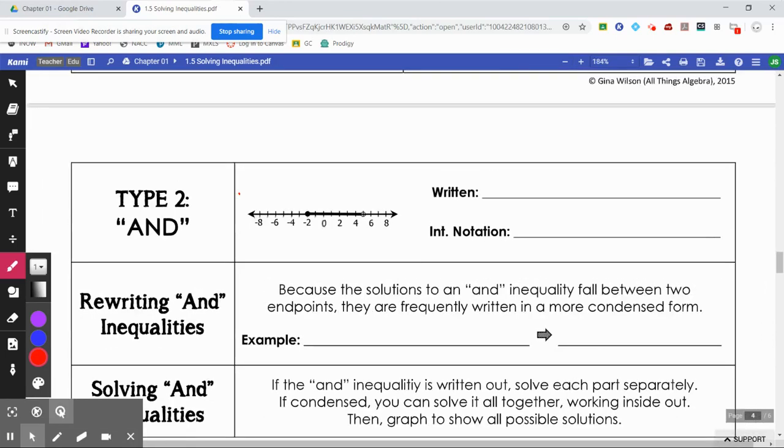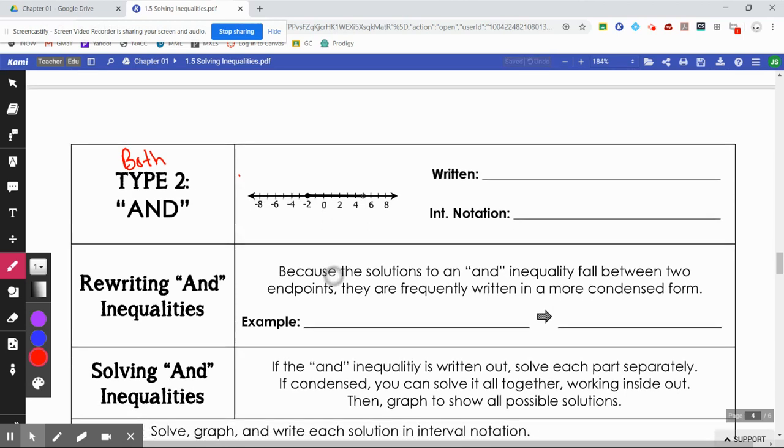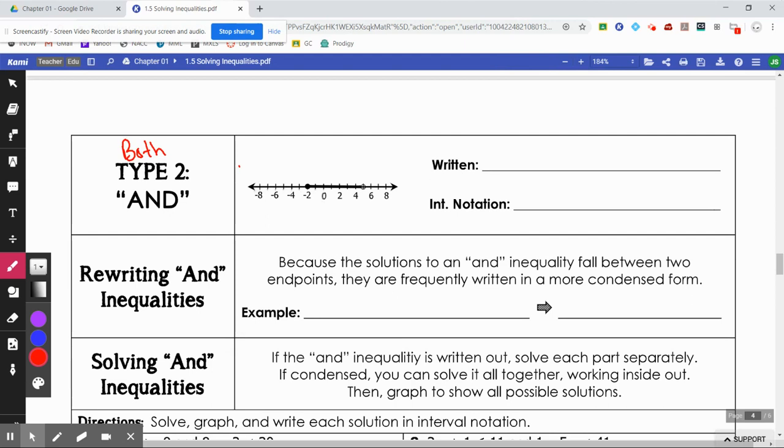Okay, anytime you see the word "and," here's what I want you to think: both. Because if something is an "and" statement, like John is 13 and he has brown hair, that means that both qualities apply. He can't be just 13 and not have brown hair. Both must be true. So if we're looking at this inequality here, x is this stuff that is shaded.